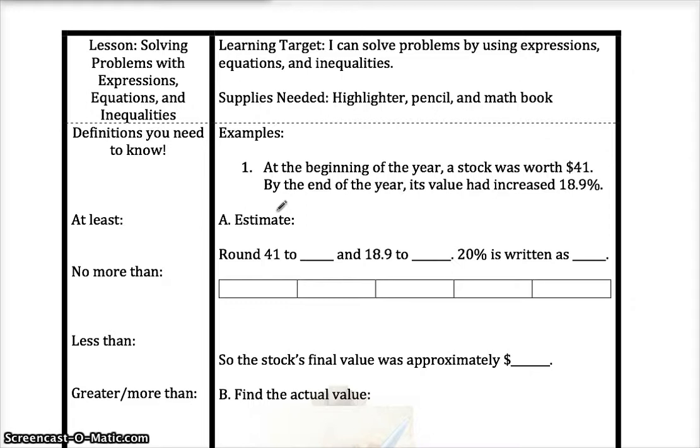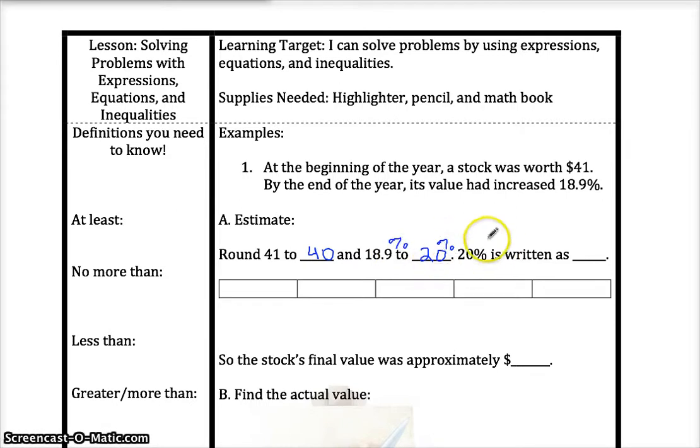So first it's asking us to estimate. And to estimate, we need to round 41 to the nearest 10. And so that would make 41 go to 40. And 18.9 to the nearest 10 is going to go to 20. And this is 18.9%, so this is also 20%.